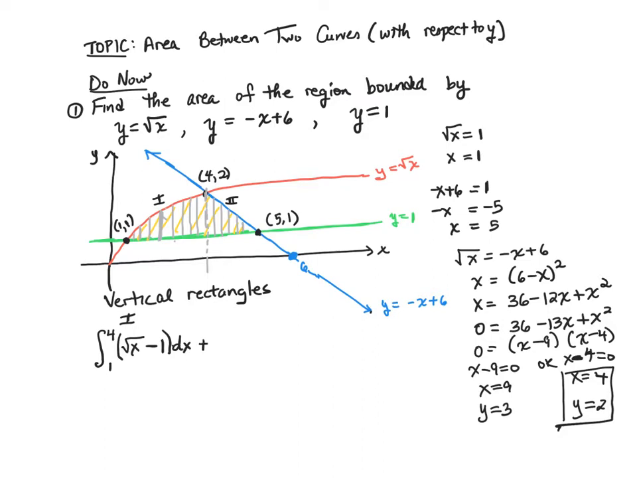And then we'll get the area of region 2, and that's from x equals 4 to x equals 5 of the top curve, which is the line y equals the opposite of x plus 6, so I just write the opposite of x plus 6, minus the bottom, y equals 1, so I write 1. And we evaluate this accordingly. So let's try it. Okay, first we'll combine like terms.